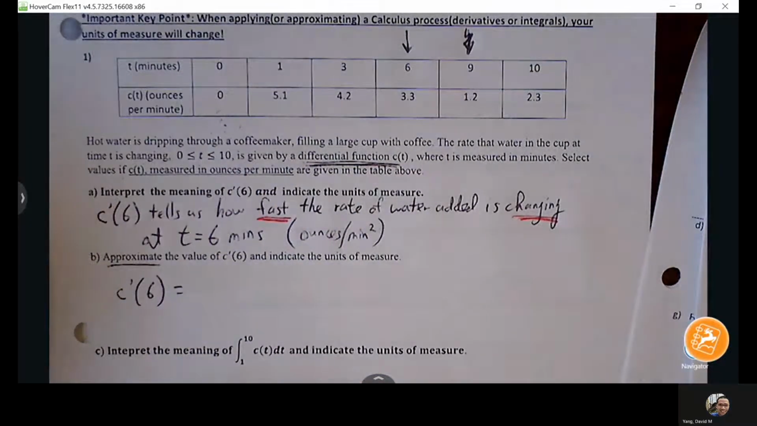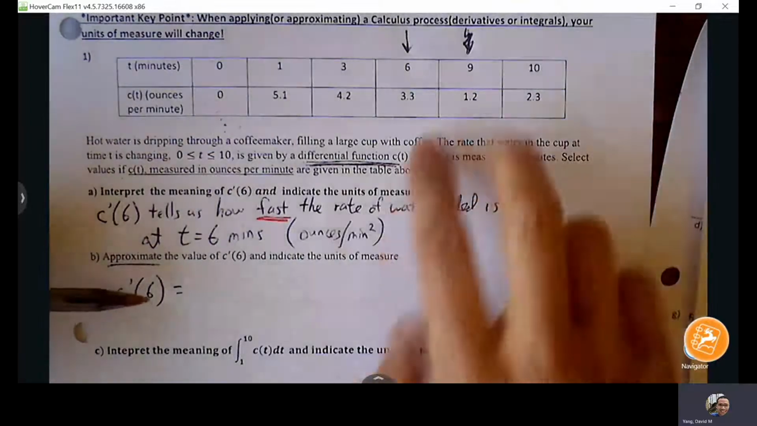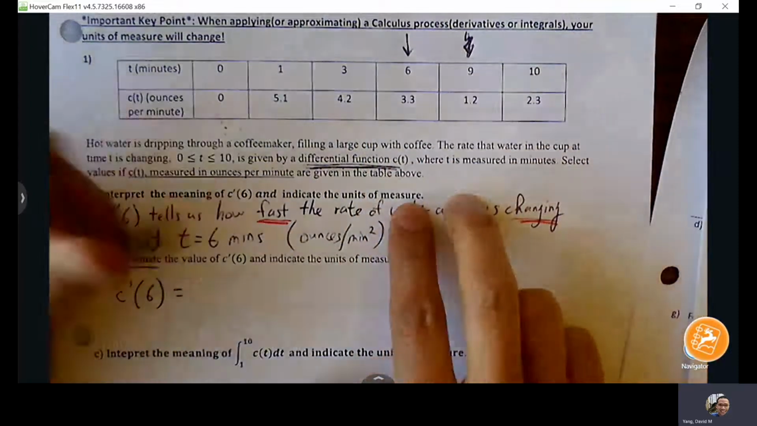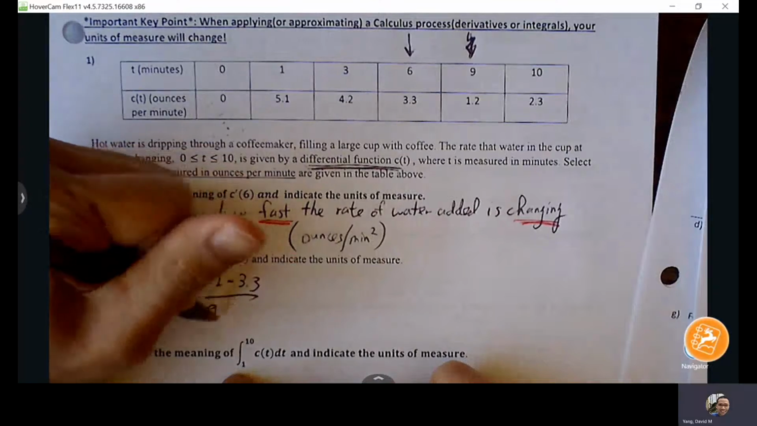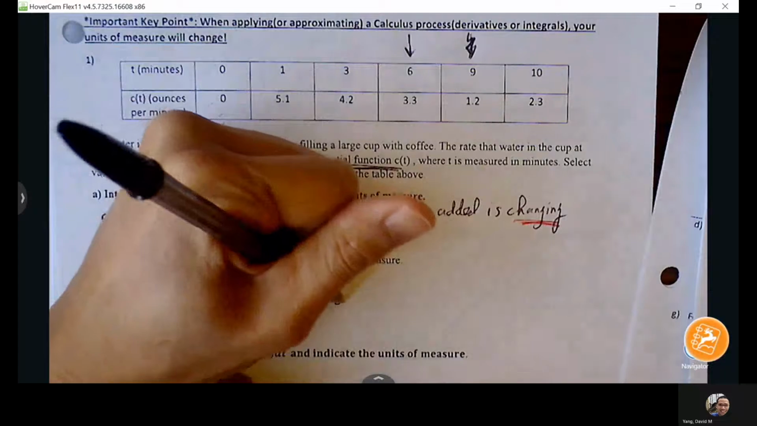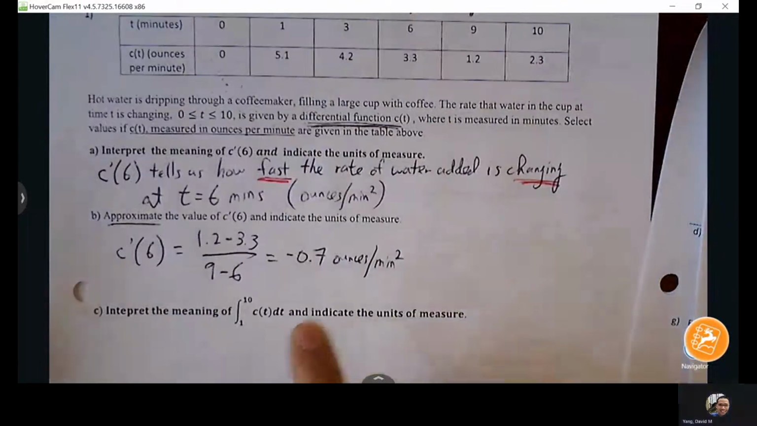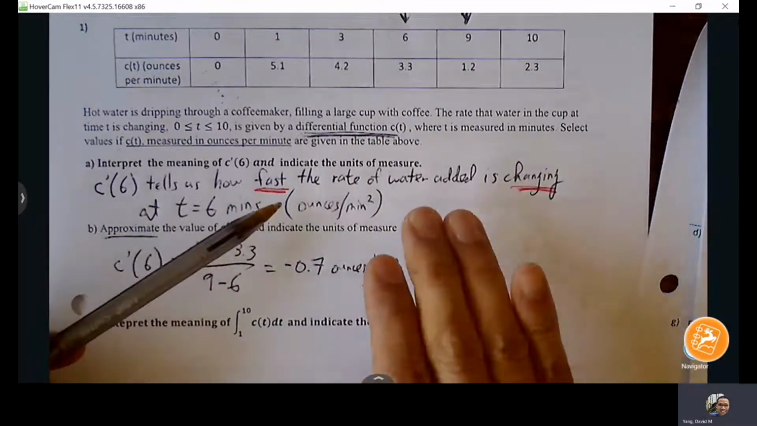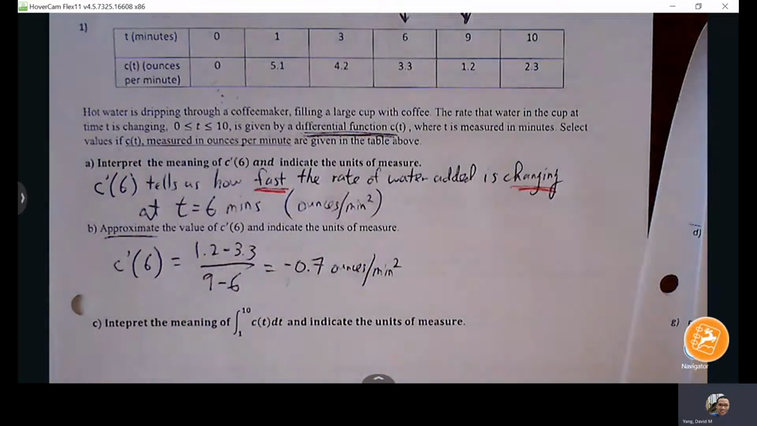So I want to find how fast the rate of water is changing, or at least approximately. So I'll do change in ounces per minute over change in time. So 6 minutes in, the rate that the water is being added is decreasing at negative 0.7 ounces per minute.